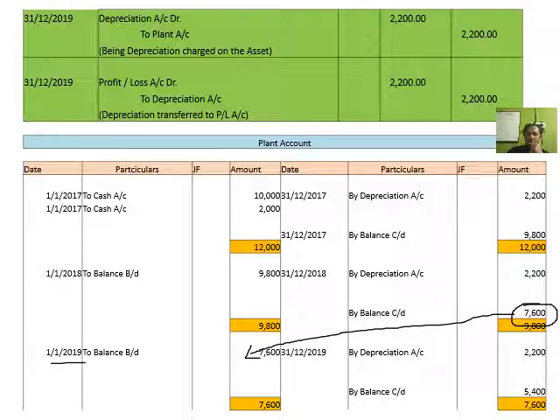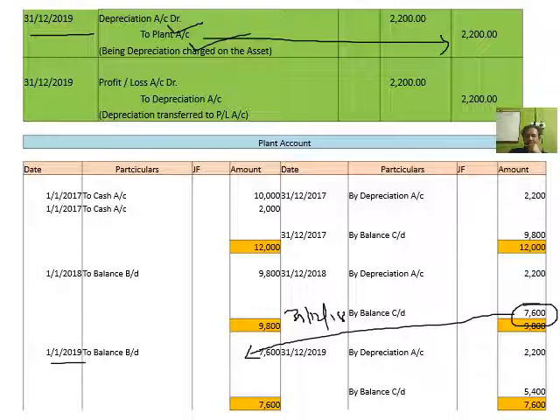So because the closing is on 31st of December 2018, if it is closing, then the next day is the opening. So this 7,600 is transferred to the next opening period. Now on 31st December 2019, depreciation account debit to plant and machinery is in the credit side.